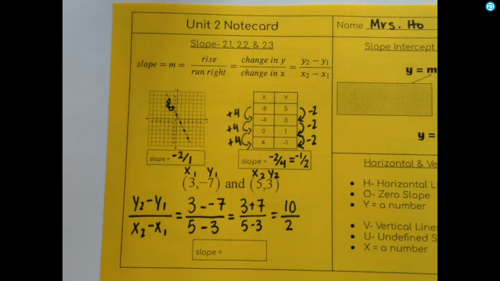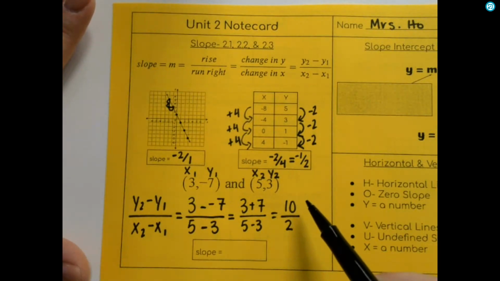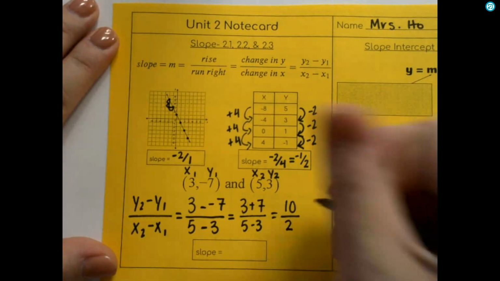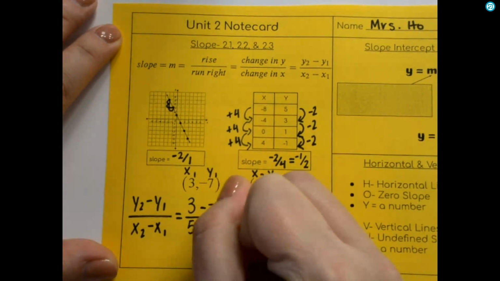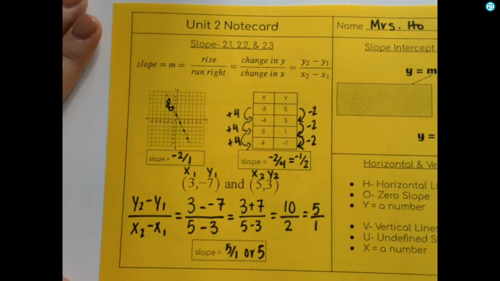If I have 10 over 2, I can reduce that. There's two possible things that my correct final answer would be. First of all, what can I divide 10 and 2 by? I can divide it by 2 if I'm going to reduce them, or I can just do 10 divided by 2, which is 5. So I can either have my answer be 5 over 1, or I can have my answer just be 5. So 5 over 1 or 5 would both be correct there. Okay. Any questions right now on slope?